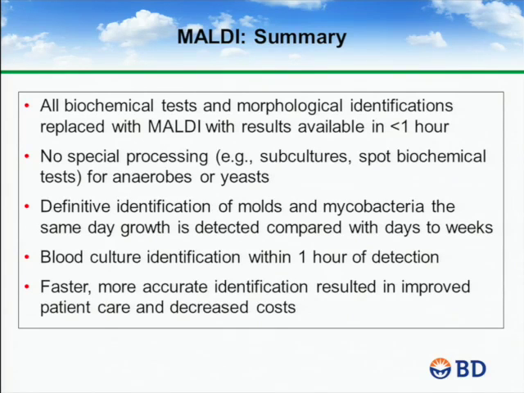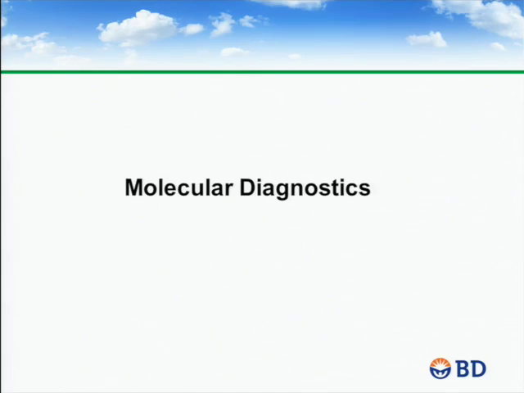Blood culture identification was less than an hour after it was initially detected as positive. And we had faster, more accurate identification, which improved patient care and decreased hospital costs. So I think if I look over almost a 40-year career, if I look at a dramatic impact by one technology, I think this is the technology that really has changed the way we do things in the clinical laboratory. Now let me move to a couple of other topics.